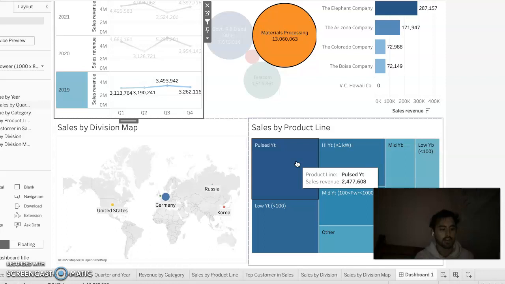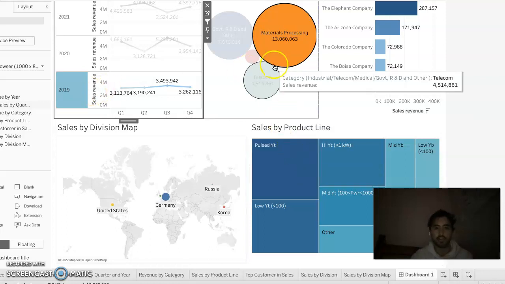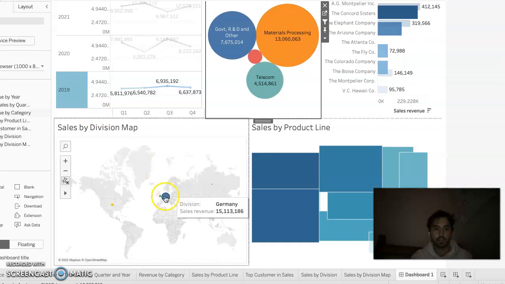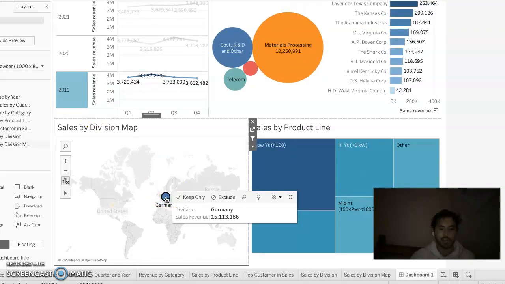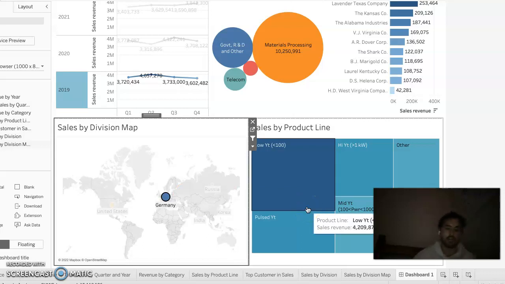Then you need the top product line for Germany in 2019. Same year, but now we're going division specific. So that product line would be Low YT, less than 100.